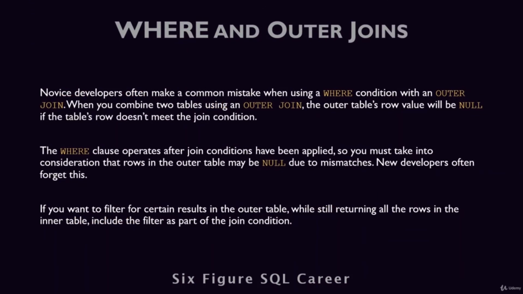Novice developers often make a common mistake when using a where condition with an outer join. If you combine two tables using an outer join, the outer table's row value will be null if the table's row doesn't meet the join condition. The where clause operates after join conditions have been applied, so you must take into consideration that rows in the outer table may be null due to mismatches. New developers often forget this. If you want to filter for certain conditions for certain results in the outer table, while still returning all the rows in the inner table, include the filter as part of the join condition.